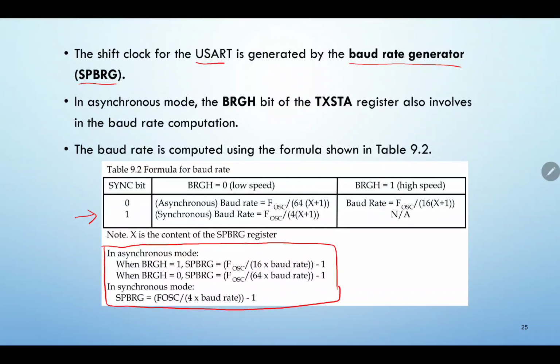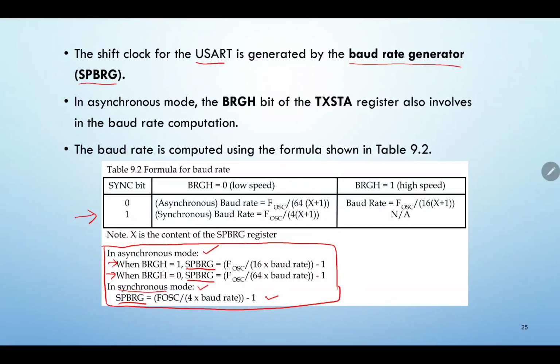Ideally, what we want to do is find out the value of SPBRG. There are 2 conditions: it could be in synchronous mode or in asynchronous mode. If it is in synchronous mode, then in order to find out the content of the SPBRG register, the formula is oscillator frequency divided by 4 times baud rate, minus 1. And if it's in asynchronous mode, that is the second formula. Remember, in asynchronous mode there is a high speed bit. If it's 1, it is high speed. If it's 0, it's low speed.